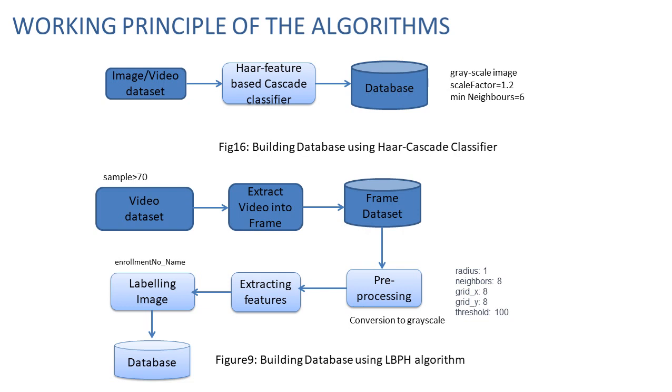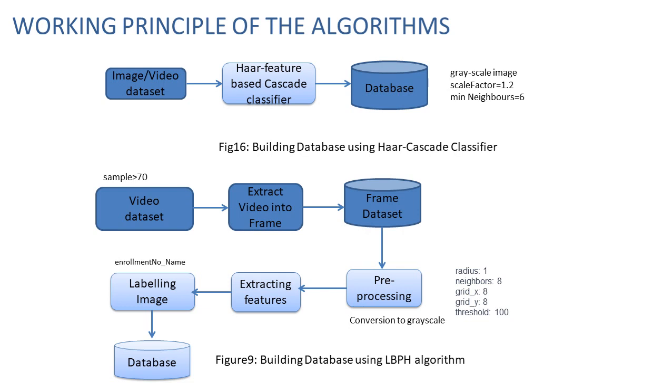So first, an image or video dataset is taken, and our feature-based cascade classifier is used, in which we have put the parameters as grayscale image, and the scale factor is 1.2, which basically means reducing the size of the image, and the minimum number of neighbors it should satisfy in order to be classified as a face is 6.